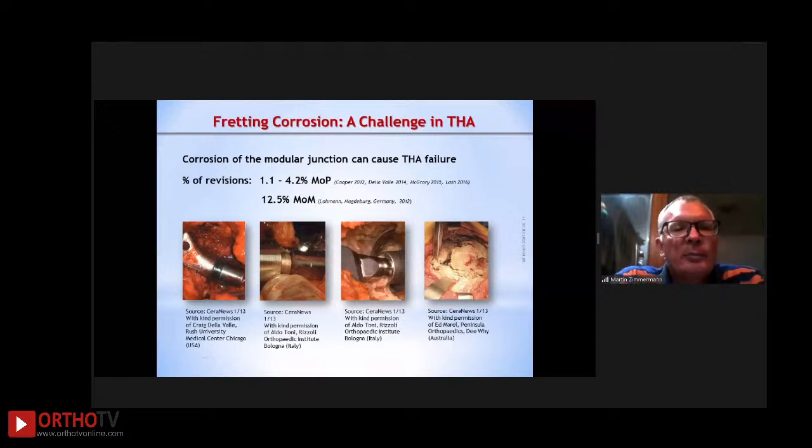If you look now at the numbers in total hip arthroplasty, following the publications, you have cases of fretting and corrosion in 1 up to 4.2% with metal-on-polyethylene articulation. Much higher with metal-on-metal. This is now also well known. It's also one of the reasons why metal-on-metal has been stopped, as previously explained in the revision presentation shown a few presentations before me.